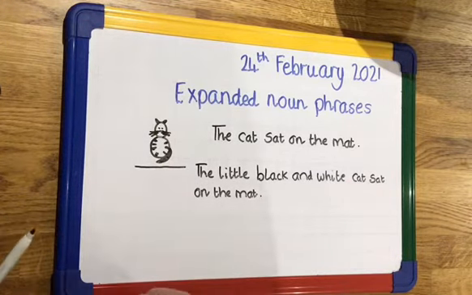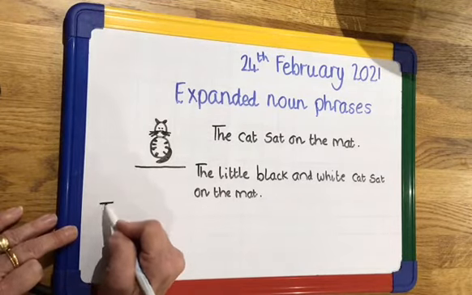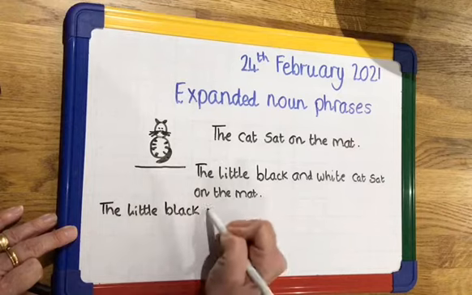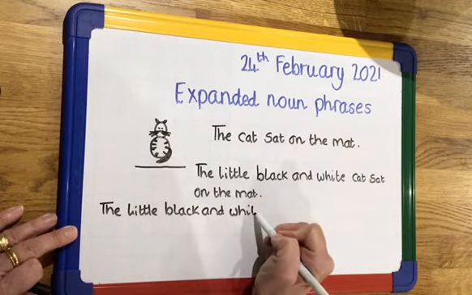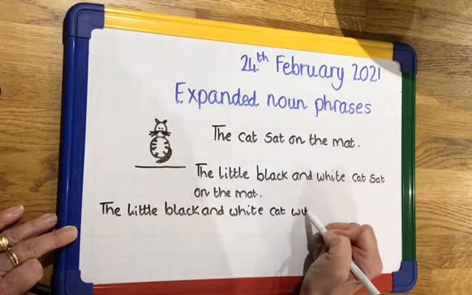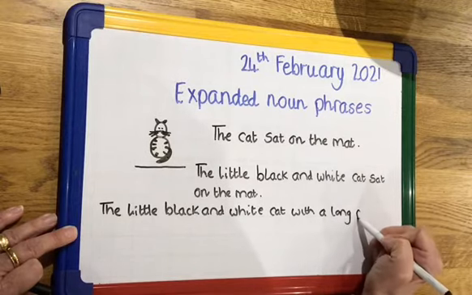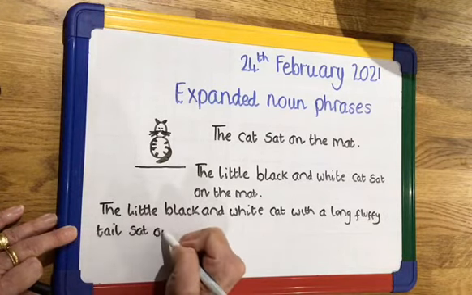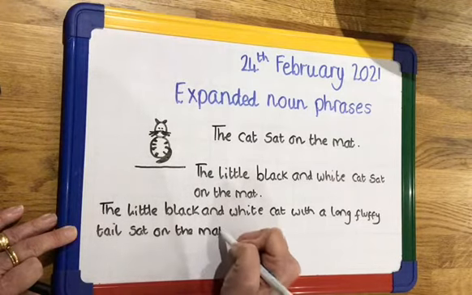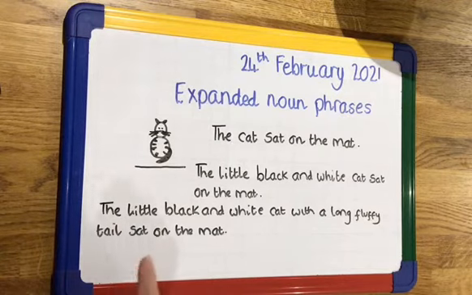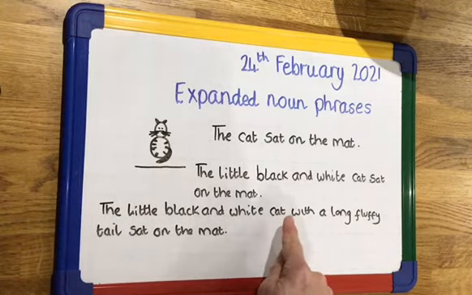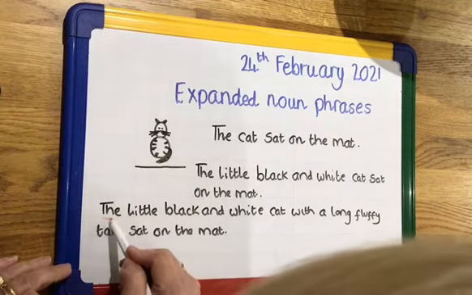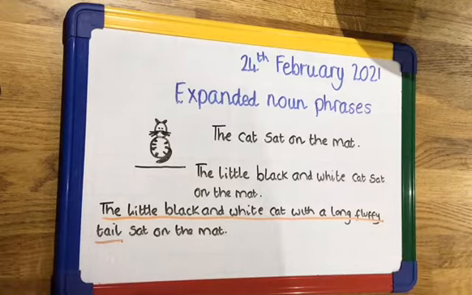So that's okay, but I'm going to add a prepositional phrase now. So let's try this one. The little black and white cat with a long fluffy tail sat on the mat. So now I've expanded my noun phrase even further. I've expanded it by adding some descriptions, some adjectives in front of the noun and then adding a prepositional phrase after it. So I have got my expanded noun phrases here. The little black and white cat with a long fluffy tail sat on the mat.